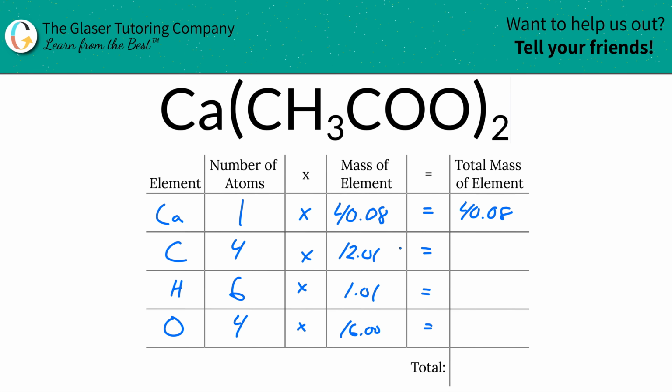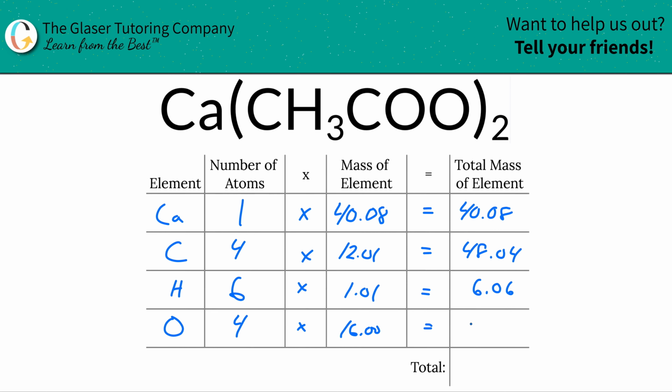And then for carbon, there's 4 atoms, and each particular atom has a mass of 12.01. AMU technically, but don't worry, the grams per mole and all that stuff works out to be exactly the same. This would then be 48.04, and then 6 hydrogens, so the total mass there is 6.06.